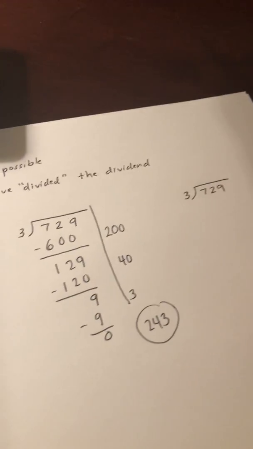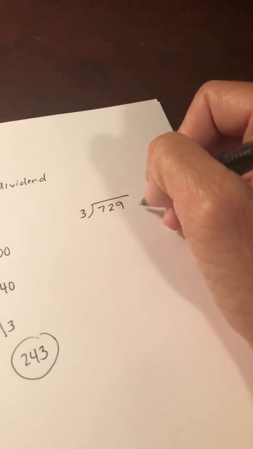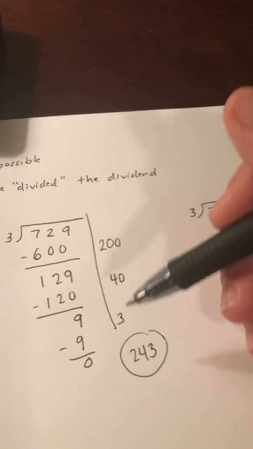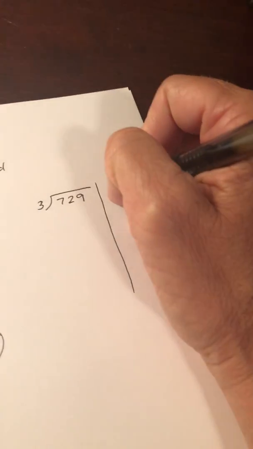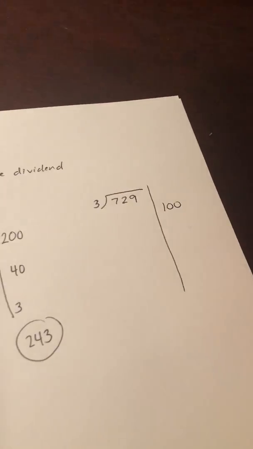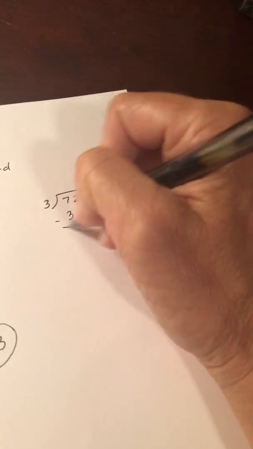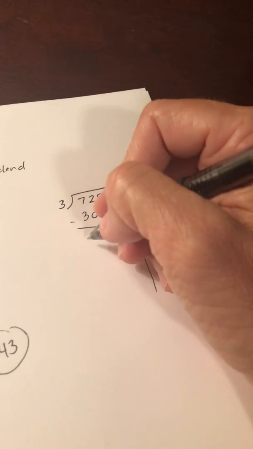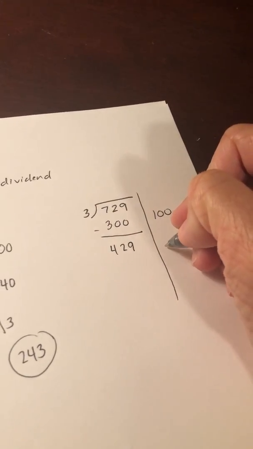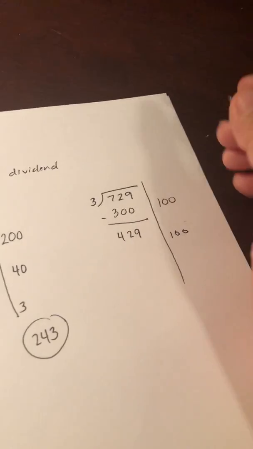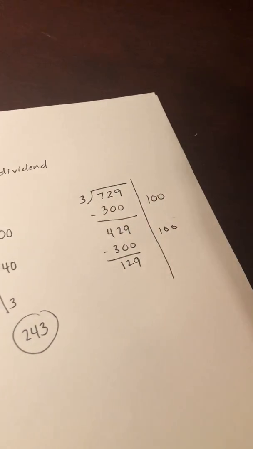Now, one of the great things about this is if you're not real strong on your facts, or if these numbers get big, you don't have to do it like I did it here. You can do it in steps or in chunks. So let's say you just did 100. You want to start off there because you knew that was an easy number to multiply. Okay, well, 729 minus 300, that's 429. Well, you could take another 300 out of that by doing 3 times 100 again. That leaves you with 129.